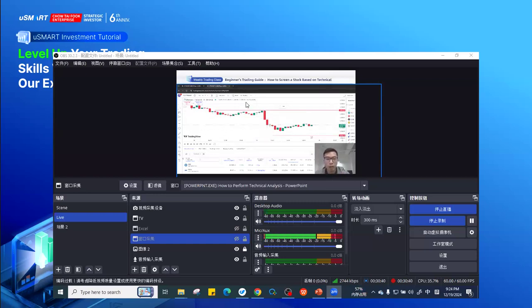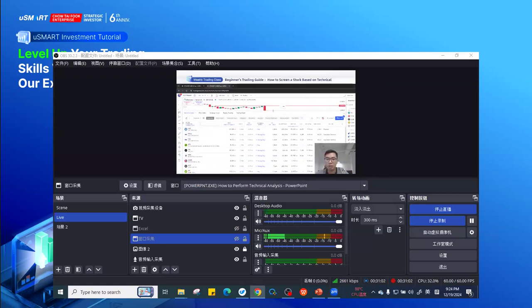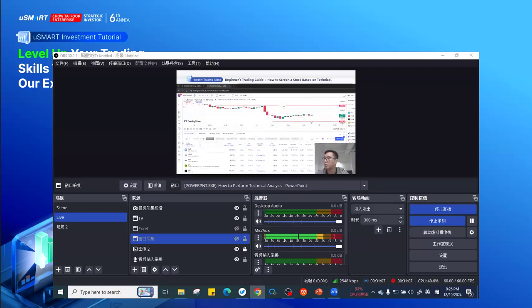So now we are at, I think this is TradingView. You all can see this is the stock screener. I will scan through day charts, and this is the US markets.